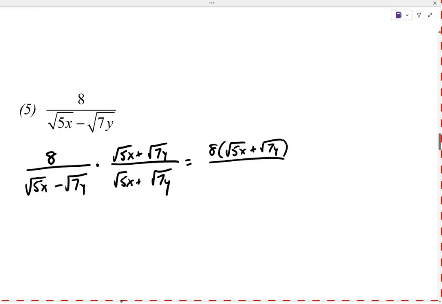So I just left the top alone. I didn't distribute yet. What does the bottom simplify to? We're rigging it so it simplifies to the same thing every time. What is it going to be equal to? You get the 5x minus the 7y, right? The reason why we multiply by the conjugate is so that it squares the first term and squares the second term. So the radicals go away.